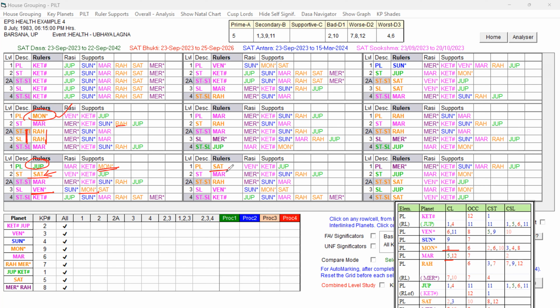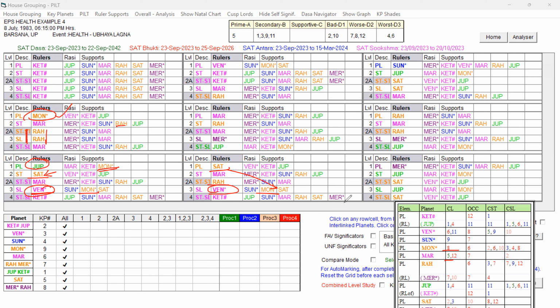Saturn is playing a role in the source, and also that 2A level planet Rahu and Venus. Importantly, the other unfavorable key planet Venus is playing a role here, having got Saturn in its support. Moon is also playing. So it means the unfavorable key planets of Jupiter, Saturn, and Venus are playing a role for Saturn. So during Saturn Bhukti, definitely the native will have the problem.